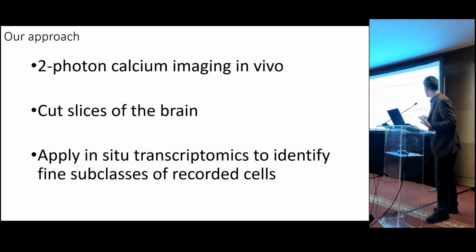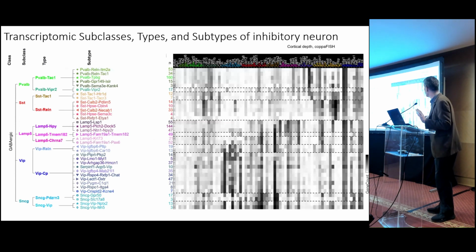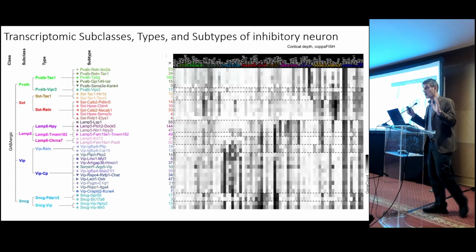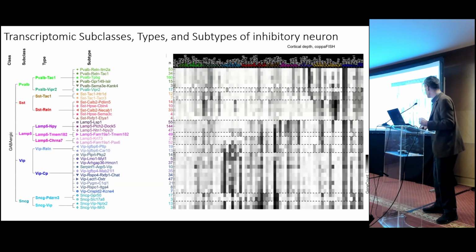So the way we approach this is with 2-photon calcium imaging in vivo, then we cut slices of the brain, and then we apply in situ transcriptomics to identify the fine molecular types of the recorded cells. We're basing our cell types on the Paszkowski et al. classification, but because we're imaging only the superficial layers of cortex and focusing on inhibitory cells, we don't have the full 61 inhibitory subtypes, only about half of them, which live in the superficial layers. And we've divided these subtypes into a 3-layer hierarchy.